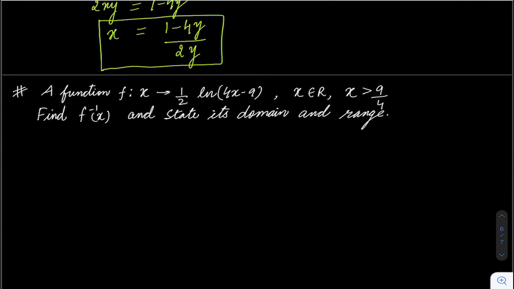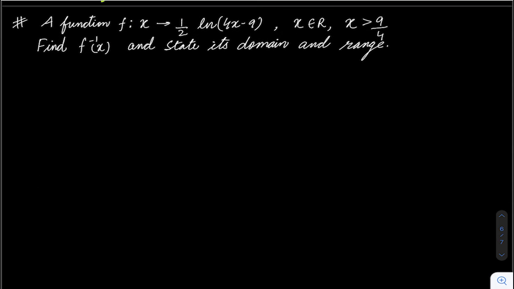Okay, let's try one more question on this. A function is defined as x is mapped to half ln of 4x minus 9, where x is a real number and x is greater than 9 by 4. Find f inverse x and state its domain and range. Okay. So first thing first, what is y equals f of x?